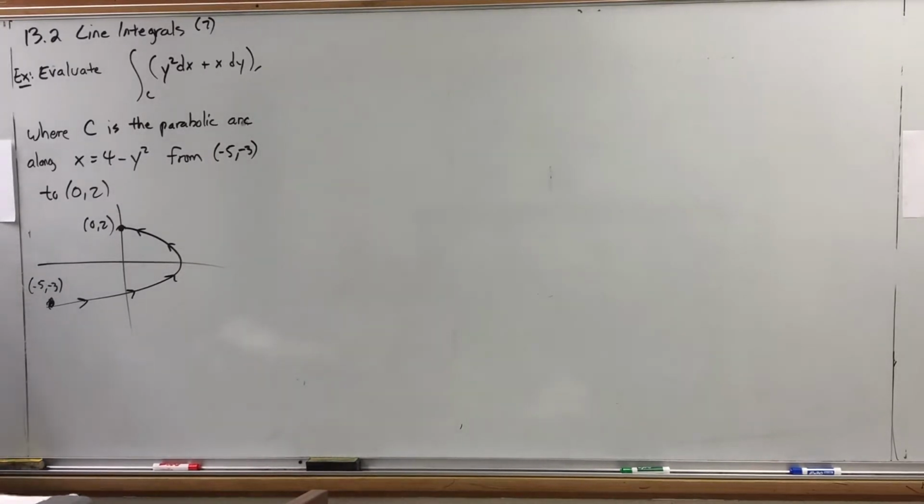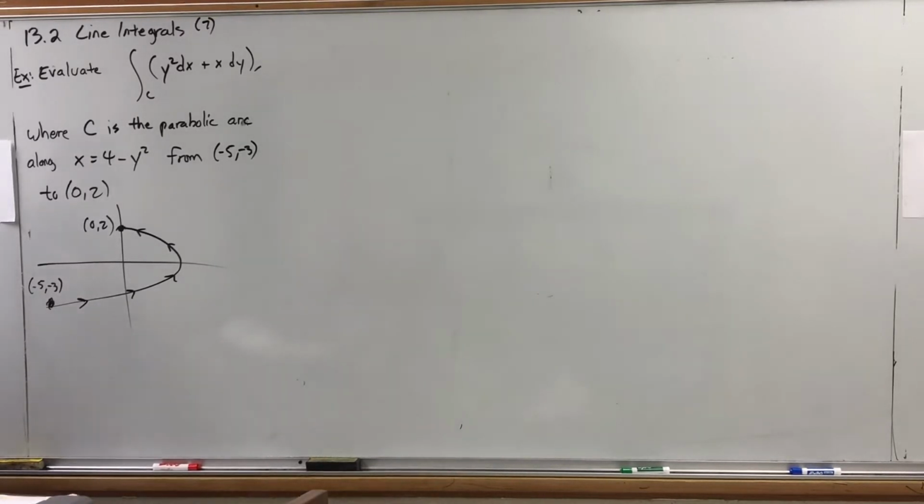This time, however, we're defining the curve C as the parabolic arc along the equation x equals 4 minus y squared from the point (-5, 3) to the point (0, 2). If you're really paying attention, you'll realize that this path has the same initial and terminal points as the one in the previous video, where we just did the line segment. Does that mean we'll get the same answer?